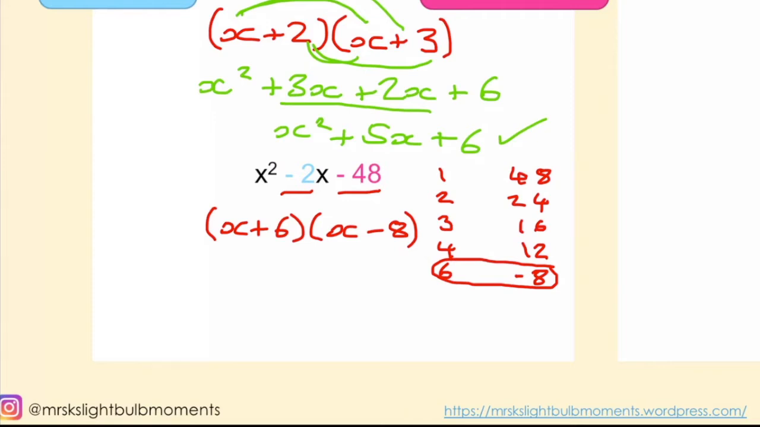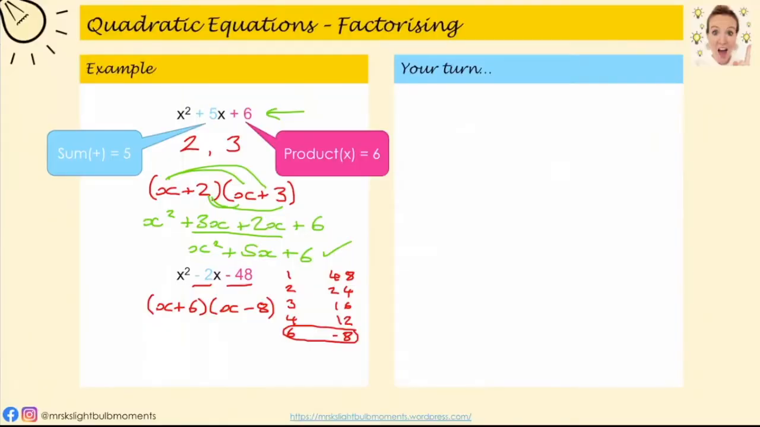Okay, you could do the check there. I'm not going to do that on this bit because I've shown you how to do that. But this one, the important skill is knowing those factor pairs. If you start at the beginning with 1 times, 2 times, 3 times, you'll always find the numbers eventually. Okay, your go now then. So you have a go at these two practice questions.